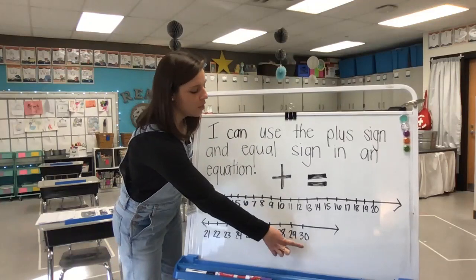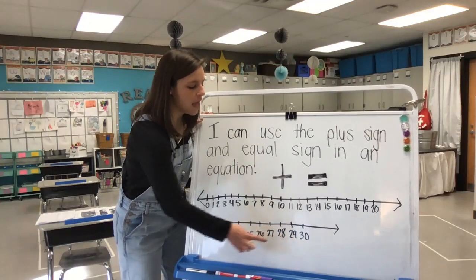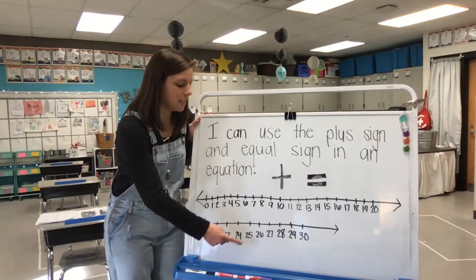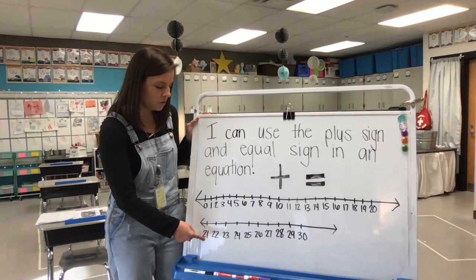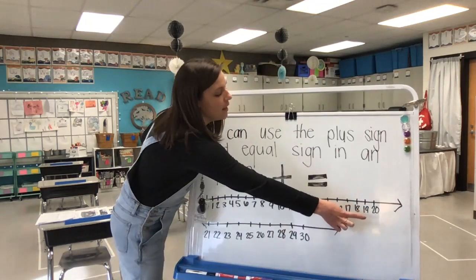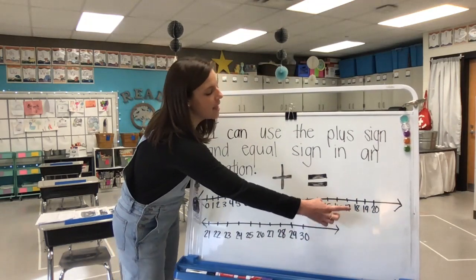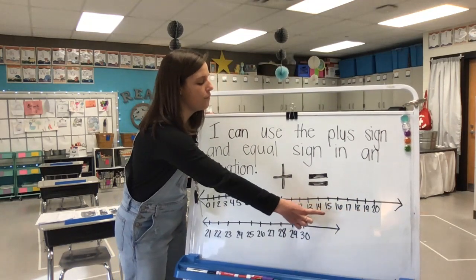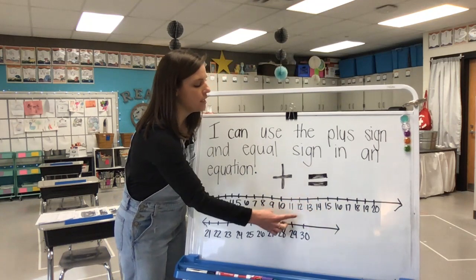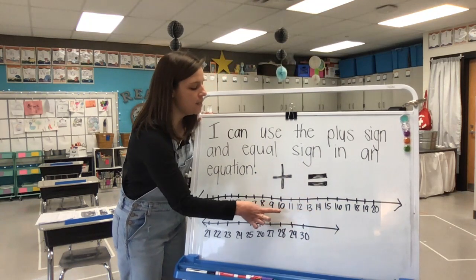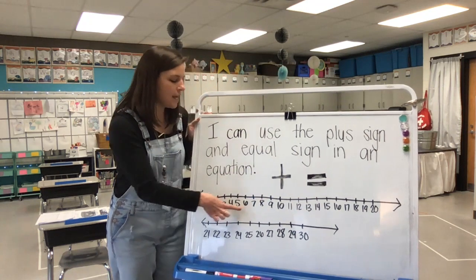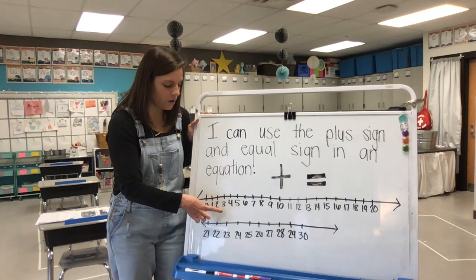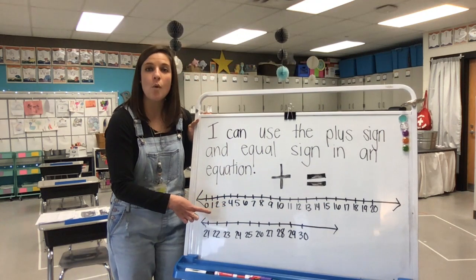Ready? Here we go. 30, 29, 28, 27, 26, 25, 24, 23, 22, 21, 20, 19, 18, 17, 16, 15, 14, 13, 12, 11, 10, 9, 8, 7, 6, 5, 4, 3, 2, 1.